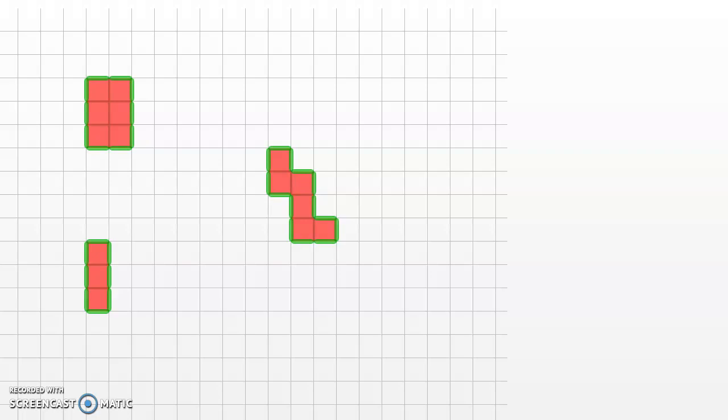Today's lesson requires you to look at tiles and toothpicks. Tiles are squares and toothpicks, well, they're little tiny rectangles. They're toothpicks. And the purpose of it is to start looking at area and perimeter. Area is the inside of a shape. It's how you measure the inside. Perimeter is how you measure the outside.